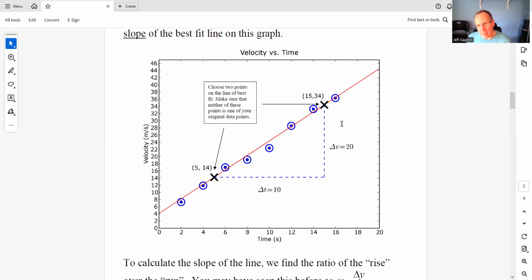And then if I take the ratio of those two numbers, right? So it's rise divided by run. So 20 divided by 10, I'm going to get 2. And it has units of meters per second divided by seconds, or meters per second squared. So again, it turns out in this case, that slope is the acceleration. It'll be 2 meters per second squared. But the key point here was you calculate the slope of the line of best fit. So you use two points on the line of best fit, not two of your original data points.